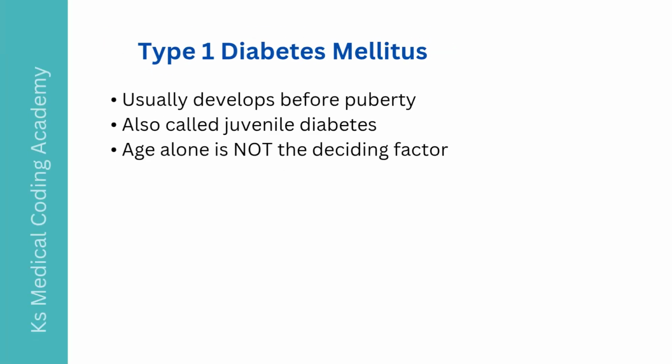Type 1 diabetes mellitus. Type 1 diabetes usually develops before puberty, which is why it is often called juvenile diabetes. However, age alone does not determine the type of diabetes. Always rely on provider documentation.